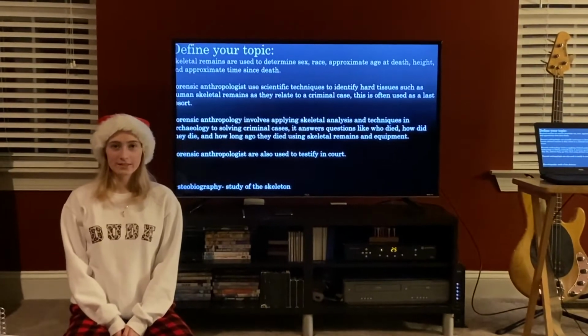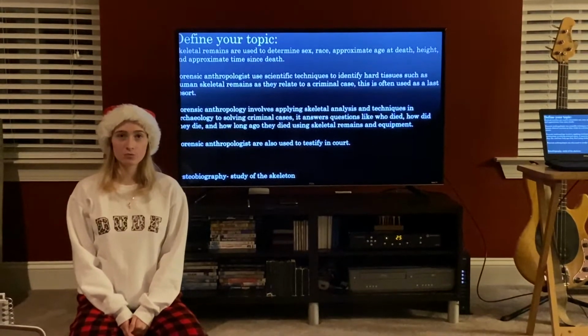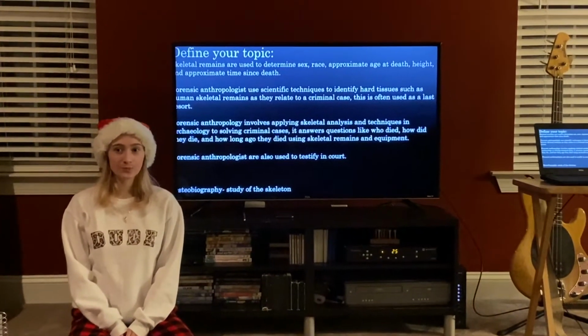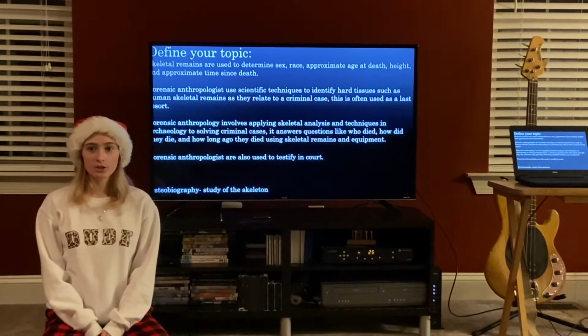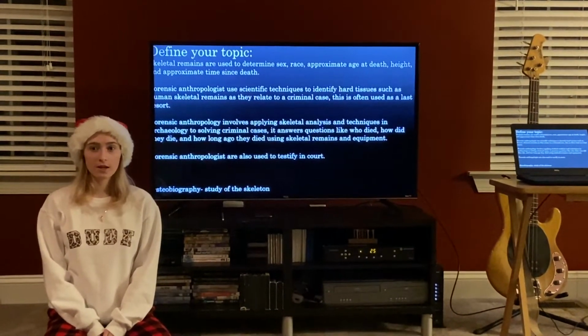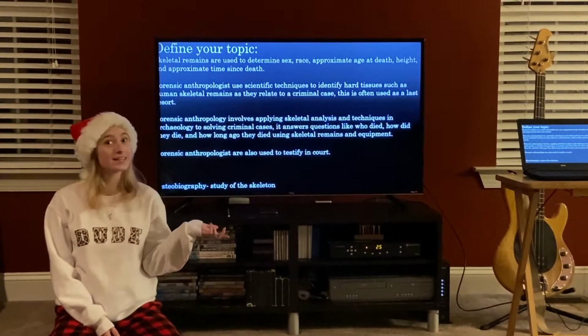Defining my topic, skeletal remains are bones used to determine all types of things like sex, age, race, height, and facial reconstruction. Forensic anthropology is the study of skeletal remains. Forensic anthropologists use skeletal remains to solve a crime, find identity, and cause of death. Fun fact, osteobiography is the study of the skeleton.